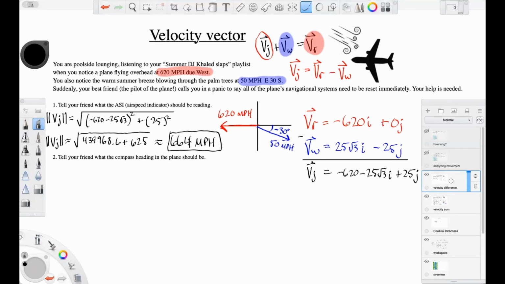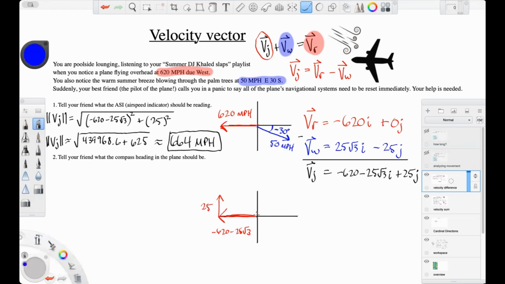Okay, and now we need to figure out which direction the jet should be flying. All right, so let's go ahead and do that down here. So we're going to just sketch out this vector here. So we know that the I component is a negative number. So that's going to go out here. And I'll just label that negative 620 minus 25 root 3. And then the J component is, for the jet, positive 25. So those are the components.